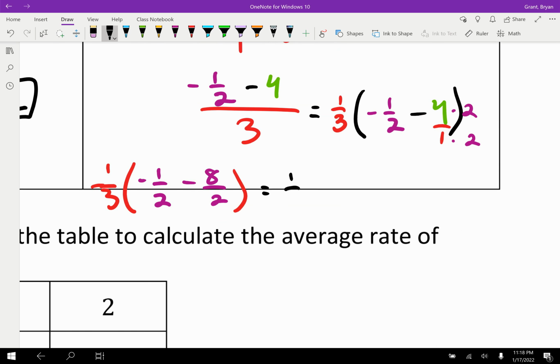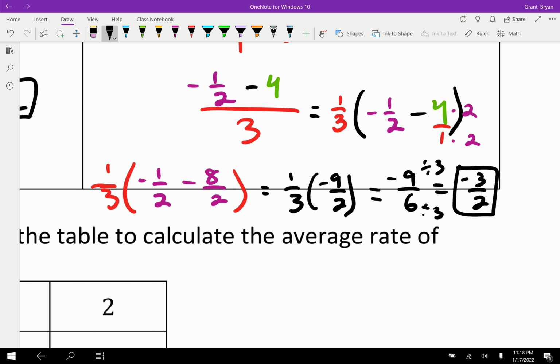We're going to end up with 1/3, and then this becomes negative 9/2, right? You have negative 1 of these minus 8 more is negative 9/2. And then we multiply straight across, negative 9/6, and maybe even reduce by dividing by 3 to get negative 3/2.